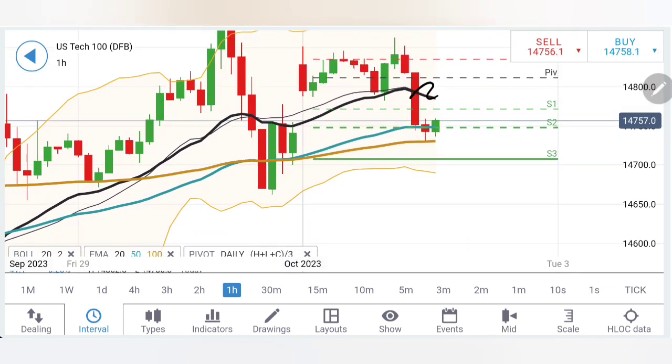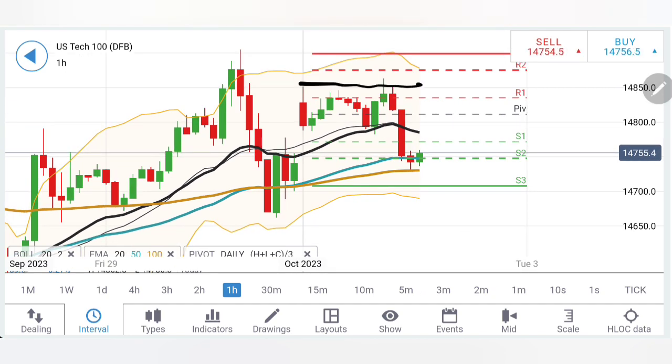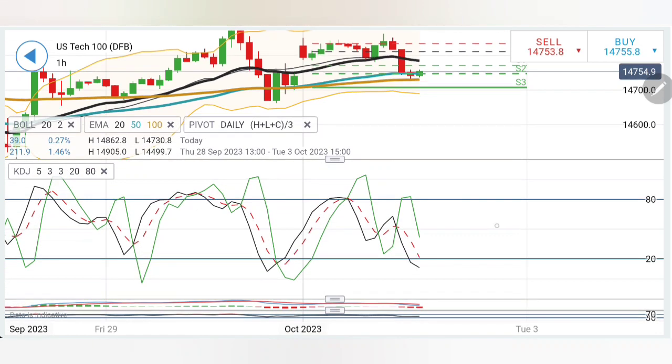Now if you look at the moving averages on the hourly chart, these have crossed over, trading one over the other. It is still bullish, but 20 period is starting to look downward, suggestive of slight bearishness. At the same time, if you look at the charts on the upside, 14,840, 14,860, giving it a very good resistance. Let's have a further detailed look.